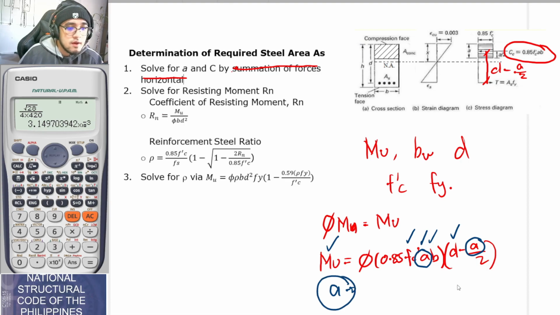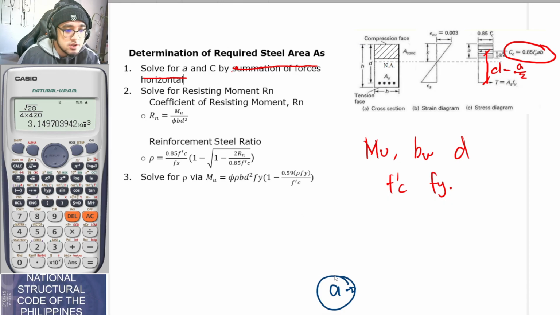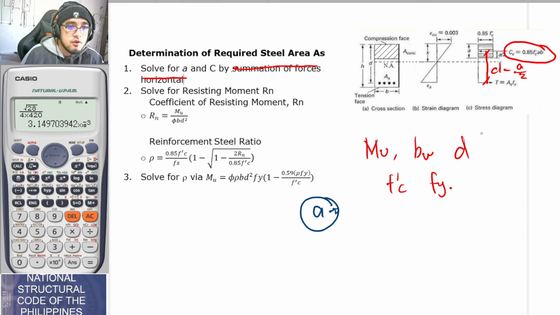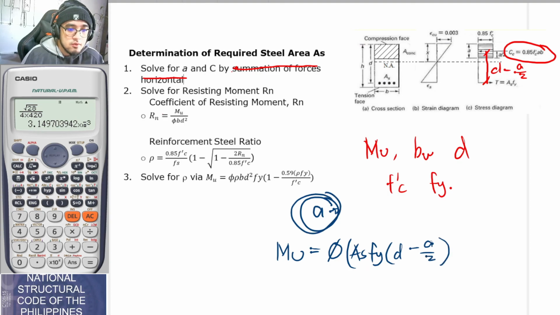Then, once you have solved for the value of A using this equation, meron na tayong A, and you can now solve for AS. If you can remember, MU is once again equal to phi MN, and MN can also be written as AS FY times D minus A over 2. So we already have our A, D, FY, and MU.